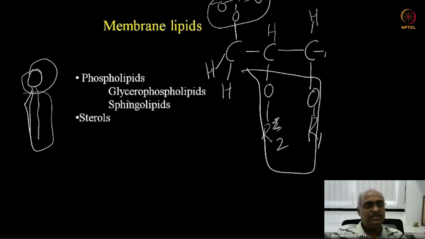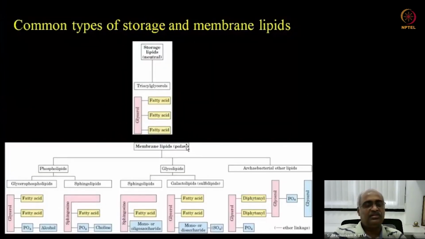The phospholipids are of two types. One is glycerophospholipid and the other one is sphingophospholipid. So we look at both of these now. This triacylglycerol you are already familiar with, the storage lipid. Now we are looking at the membrane lipid because they are polar. And one major group among them is the phospholipids.